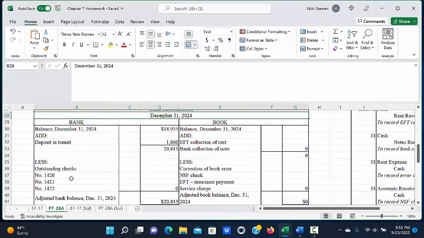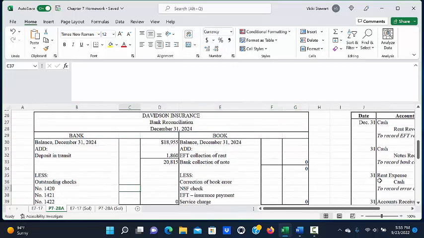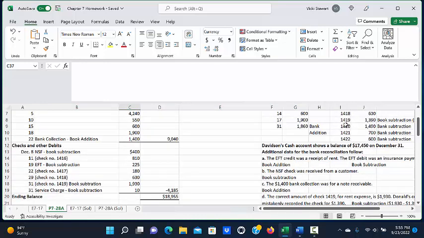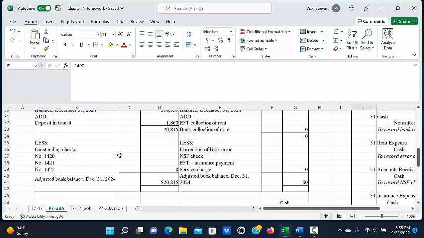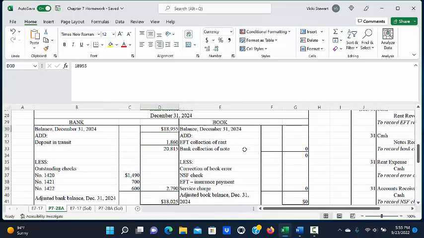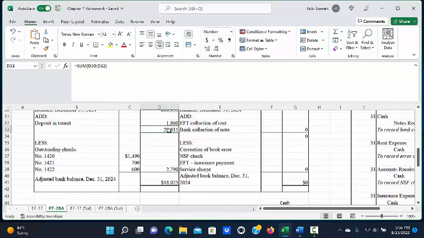Next, we're going to subtract those 3 outstanding checks that had not cleared the bank. So these 3 checks did not clear the bank, so those are all going to be a bank subtraction. So $1,490 for check 1420, $700 for 1421, and then $600 for 1422. So the total of the outstanding checks was $2,790.